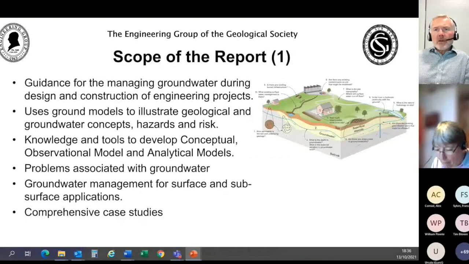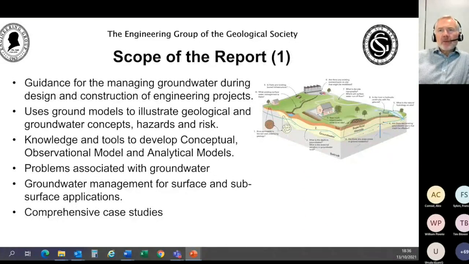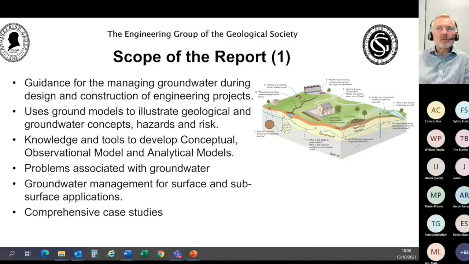So the scope of our report. This publication provides guidance for the managing of groundwater during design and construction of engineering projects. The publication uses ground models to illustrate geological and groundwater concepts and how these can be presented as project hazards and subsequently quantified as risk. The chapters provide the reader with a fundamental knowledge and tools to develop a conceptual model, refine this with observation data to create an observational model, and finally test the model.